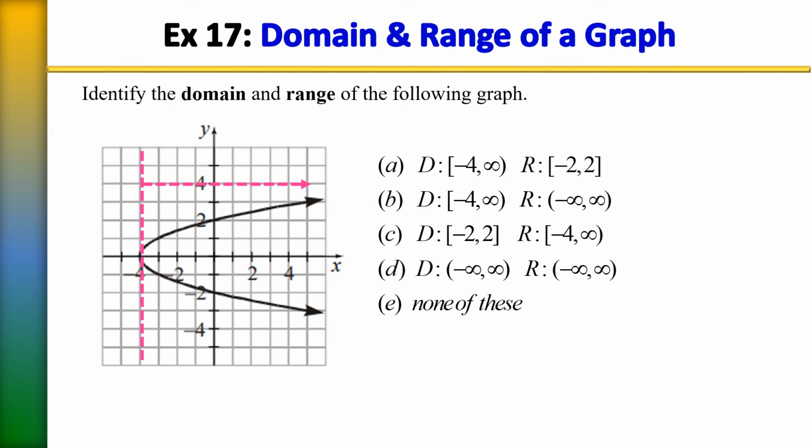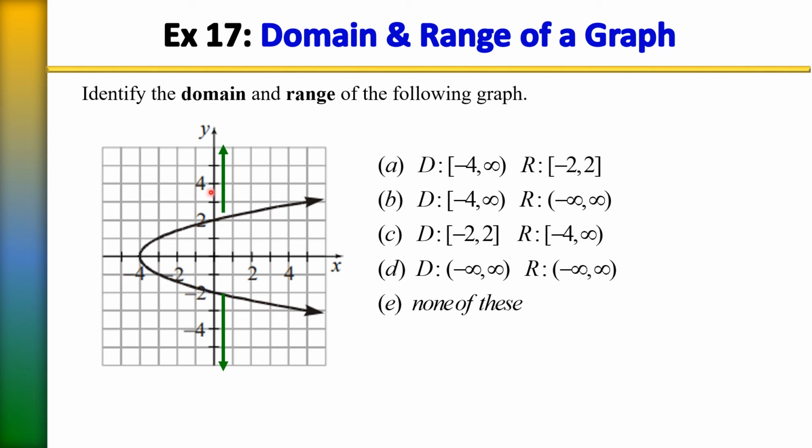Now let's take a look at our range. Range is how much my graph expands up and down. In other words, how far does it go up and how far does it go down? Well, we can see here that because this graph, again, has arrows on both ends, I don't care how you move, it's going to go forever and ever up, and it's also going to go forever and ever down.